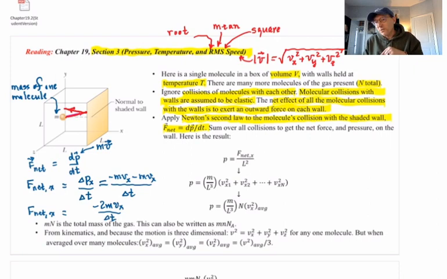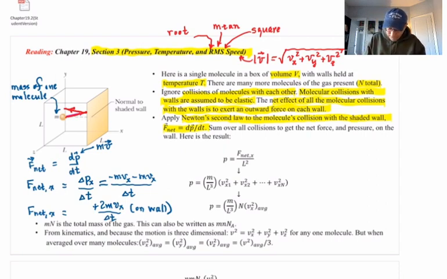What I really want is the force on the wall. But Newton's third law tells me that the force on the molecule due to the wall is equal and opposite to the force on the wall due to the molecule. So the net x force on the wall is just plus 2mvx over delta t. And then let's label that on wall.